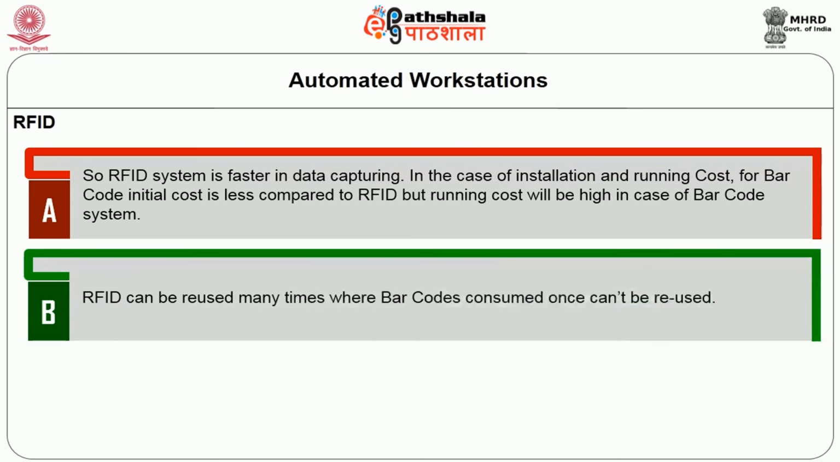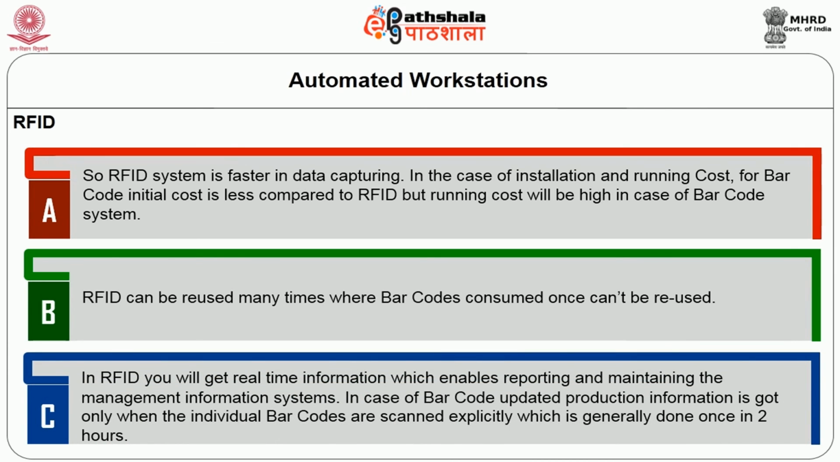RFID can be reused many times, where barcodes consumed once cannot be reused. In RFID, you will get the real-time information which enables reporting and maintaining the management information system. In case of barcode, updated production information is got only when the individual barcodes are scanned explicitly, which is generally done once in 2 hours. All these automations are steadily increasing according to the growing needs of the dynamic apparel industry, and will for sure improve the quality and productivity of the industry in multi-folds.